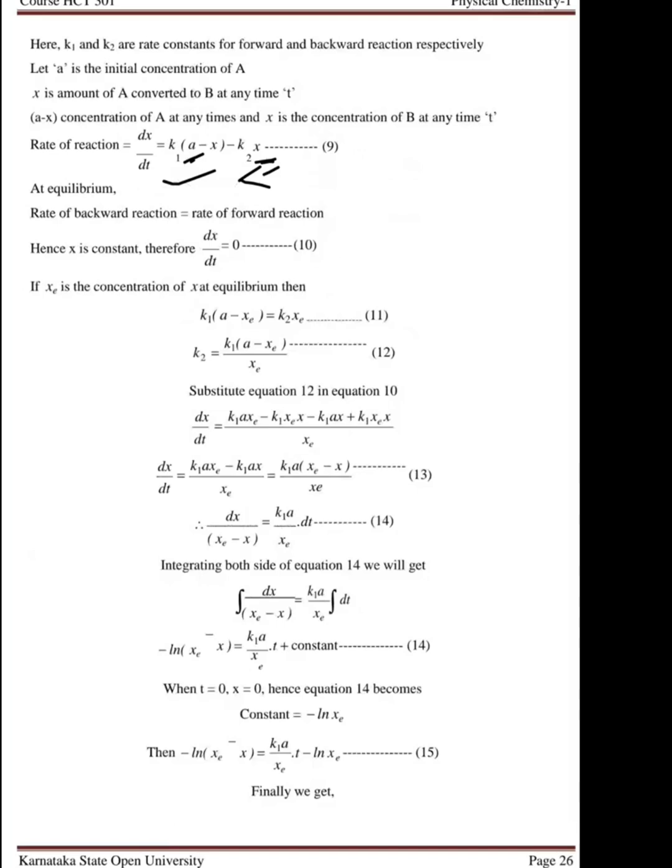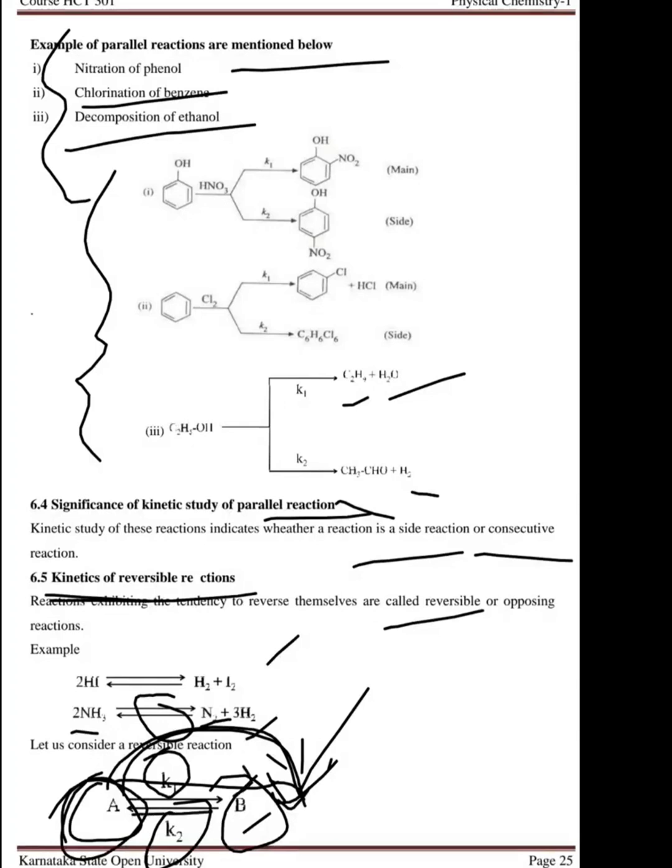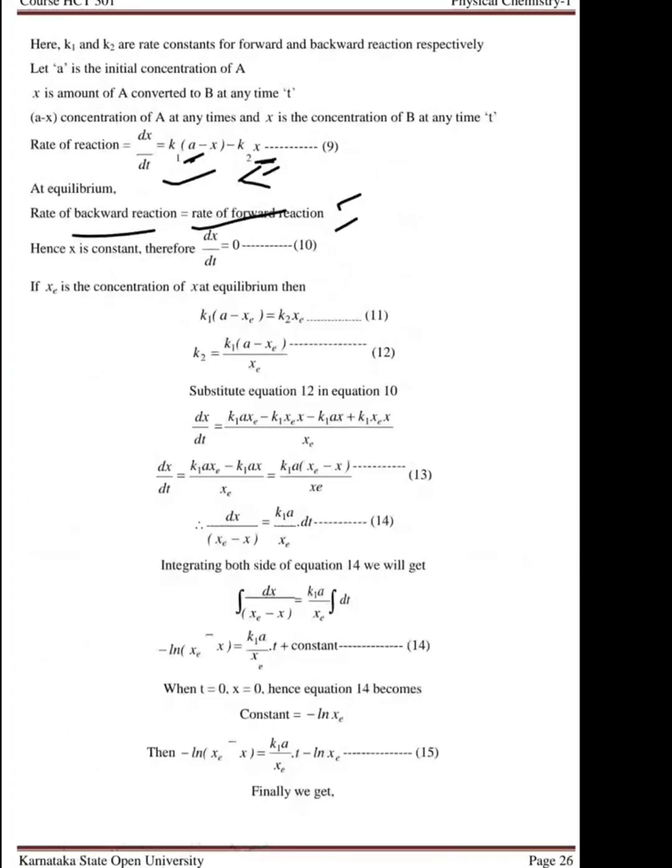Further, in a reversible reaction, the rate of the forward reaction is equal to the rate of the backward reaction at equilibrium. This means the conversion of A to B and of B to A will be equal. So dx by dt is 0 when x is constant at the equilibrium state, meaning the forward reaction is equal to the backward reaction.